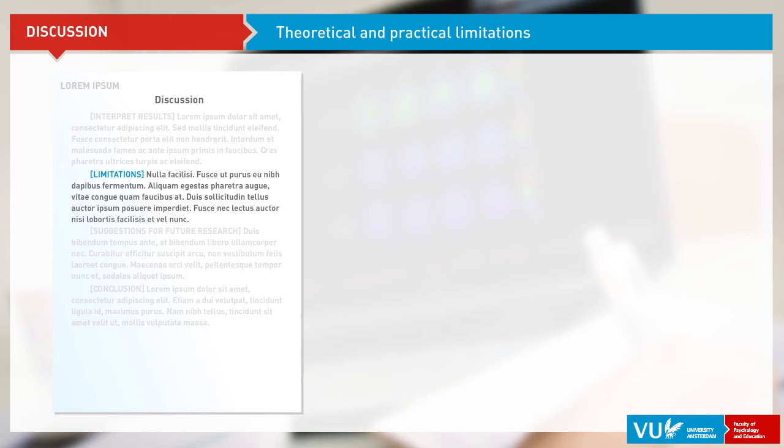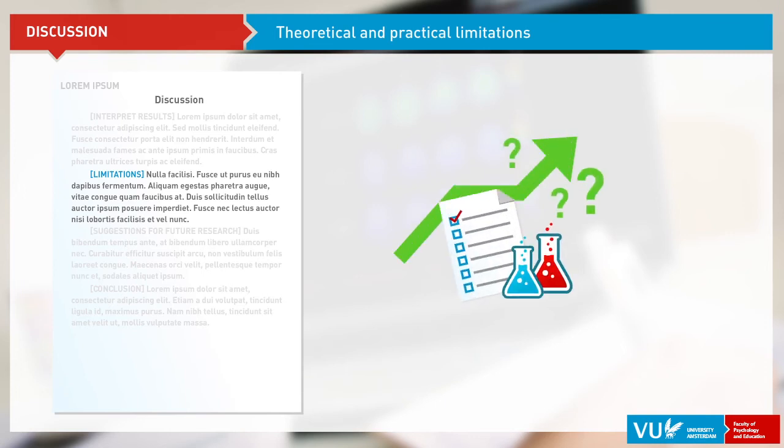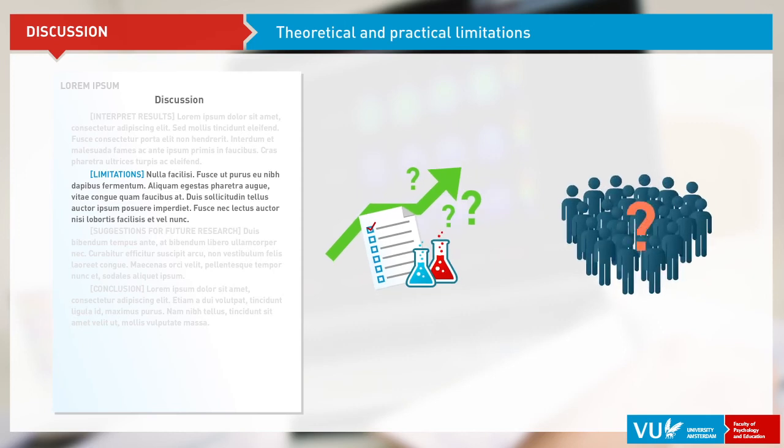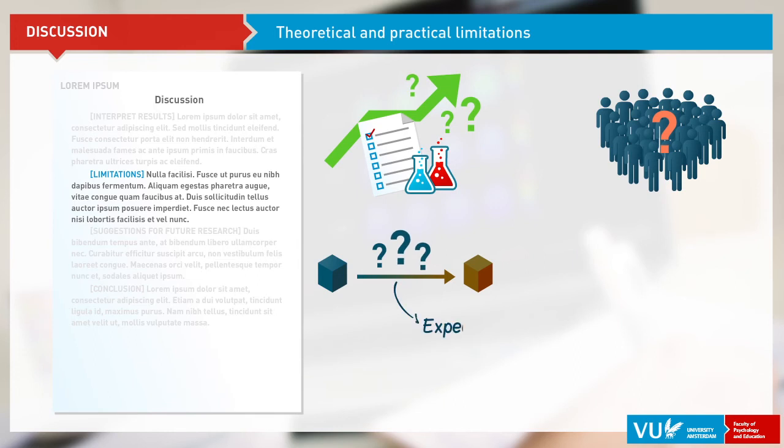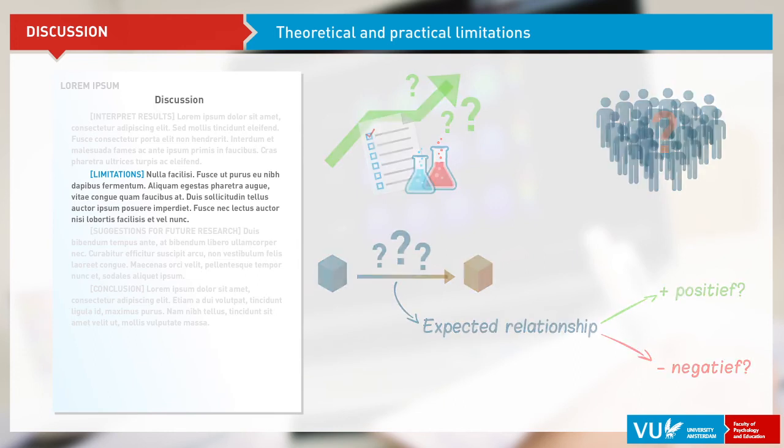Limitations. What aspects of your research could be improved? Usually the sample is restricted, which makes generalization difficult, but there may also be other explanations of why your results were different than you expected.